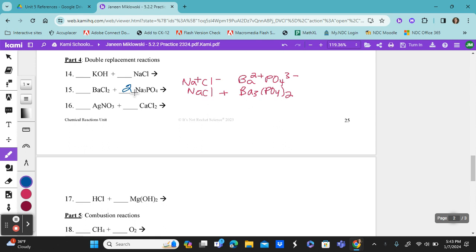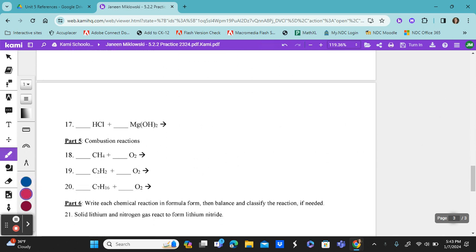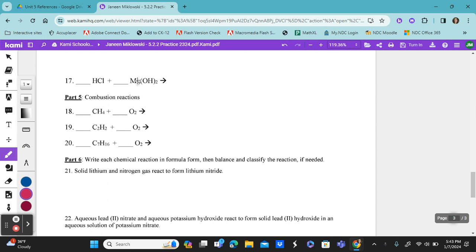As far as balancing, phosphate, there's 2 of them here, so if we put a 2 here, that'll balance out the phosphate. Now we have 6 sodium chlorides, and then that will give you 6 Na's. We only have 2 over here, so 3, that's 6, and there's 3 bariums, so that should work out. If you write your formulas right, the balancing should be fairly easy.